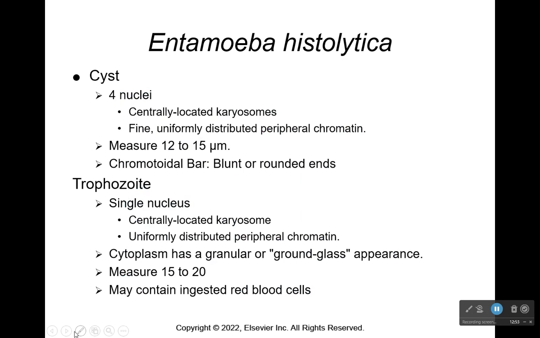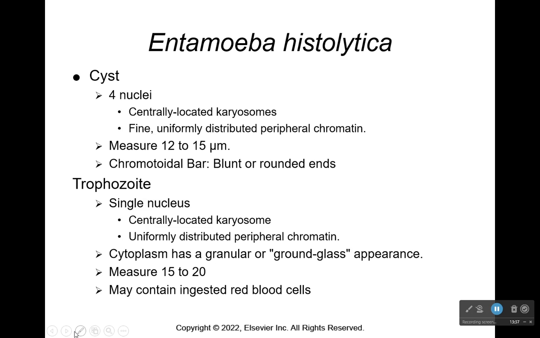So in the cyst, we have 4 nuclei. Again, we do not have micrometers here in our lab, and most hospital labs do not, but in the reference labs, they're going to have that to measure these, to see the size. They have a little bar inside called a chromatoidal bar with blunt or rounded ends. If you go back to that figure 47.3, it shows those bars. Also figure 47.3 is on several pages. On page 650, if you have your book, right in the middle, it shows the nucleus, the karyosome, and it shows those little chromatoidal bars.